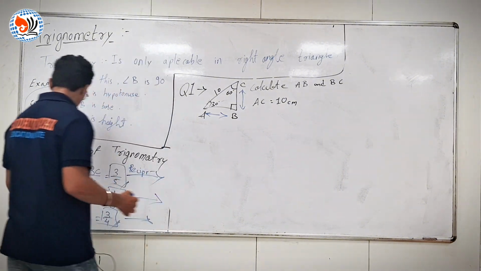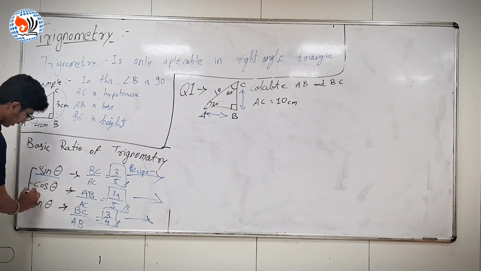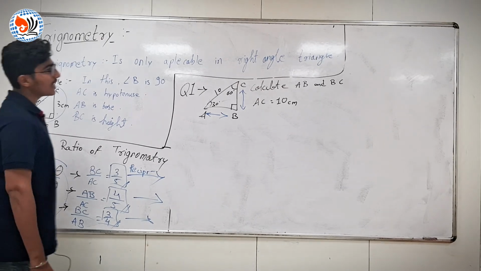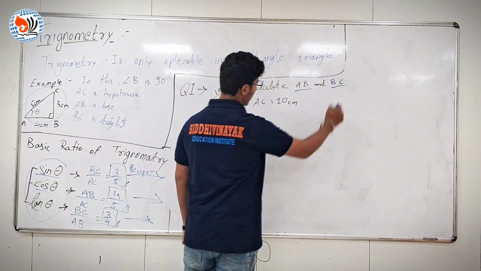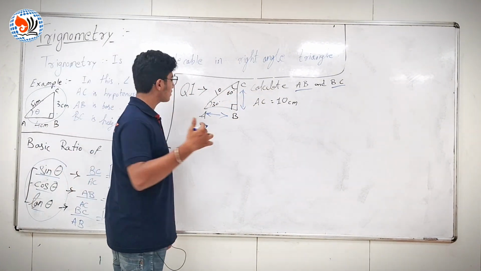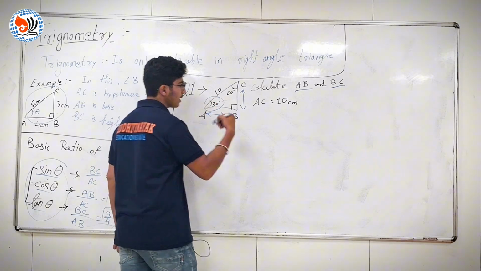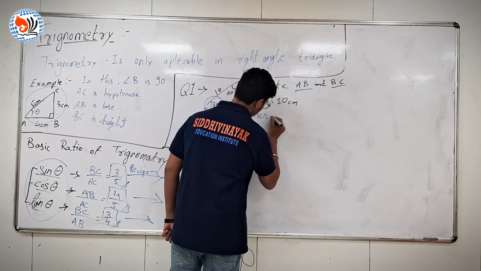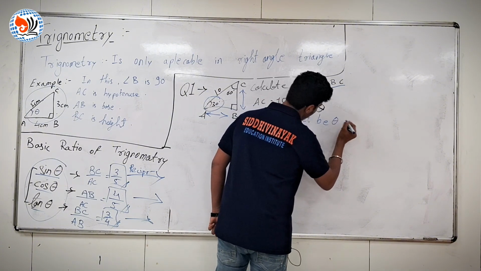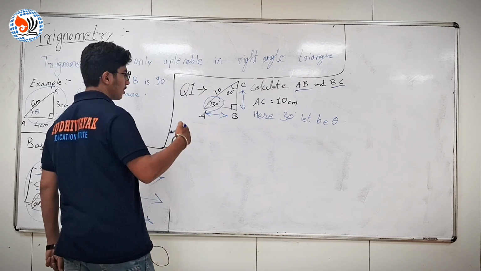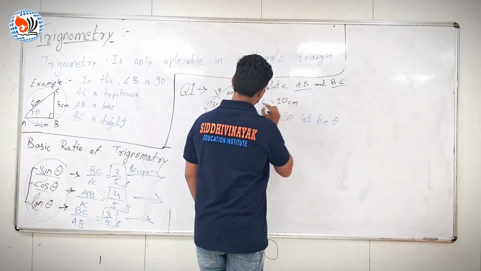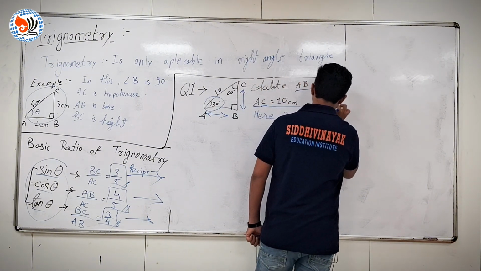So the three main fundamental ratios are sine, cos, tan. So I would take help of sine, cos, tan to calculate my other sides. First of all, I will take any angle as theta. I would like to take 30 degree as theta. Here 30 degree let be theta. Okay. So the value of hypotenuse is given. AC is equal to 10 centimeter is hypotenuse.